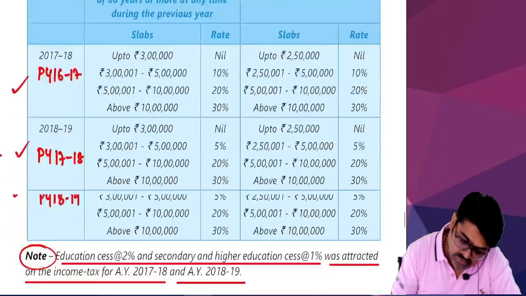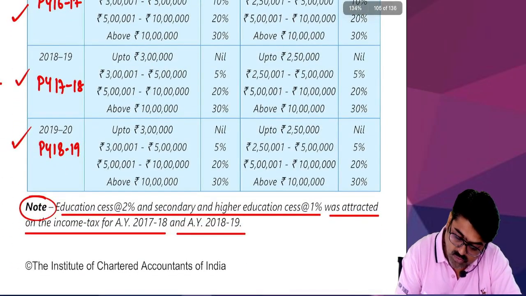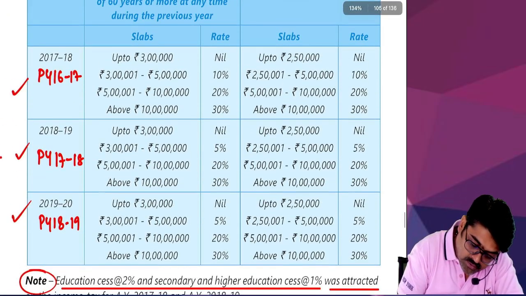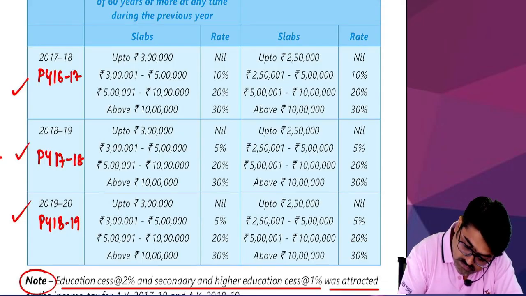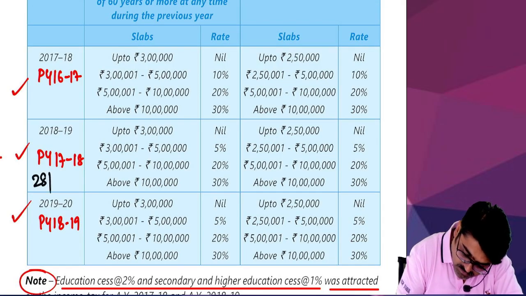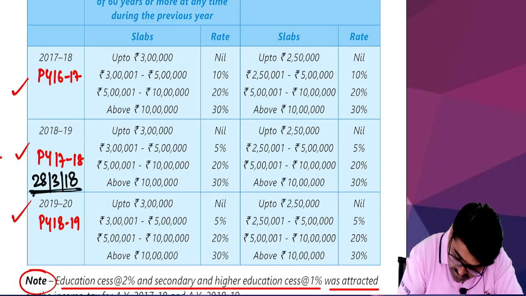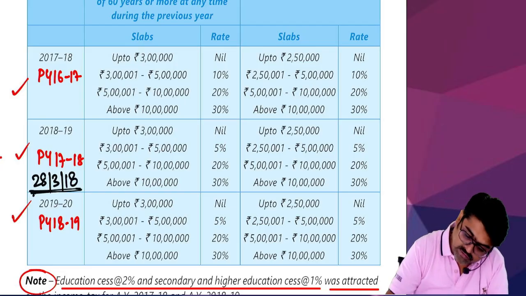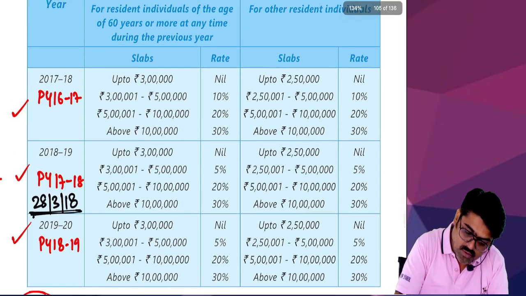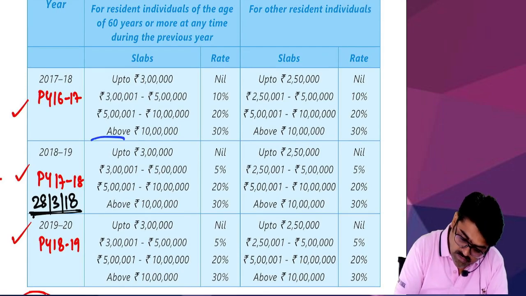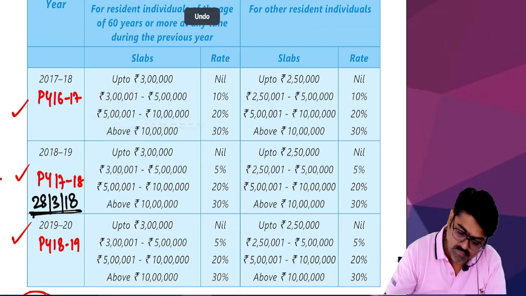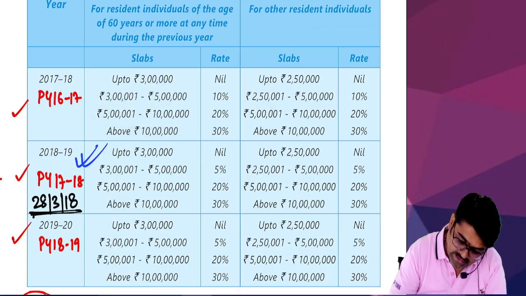So in the year 2018, on 28th March 2018, he attained the age of 60, yes or no? And from this year he is a senior citizen. So for these 2 years the rate will be for senior citizen, yes or no? Everyone, I will apply this rate and this rate.